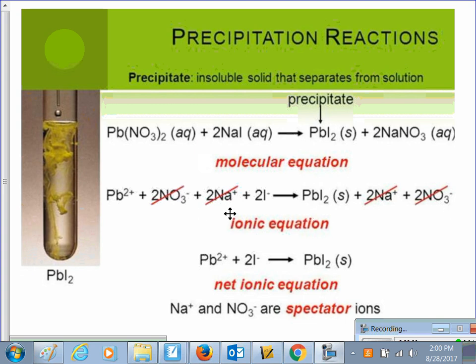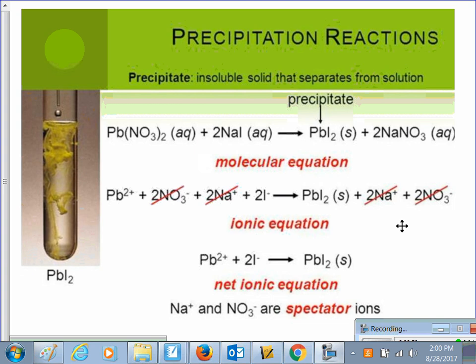You'll notice that nothing happens to the sodium in the reaction. You started out with sodium ions and you ended with sodium ions. Same thing for nitrate. Started out with nitrate ions and you ended with nitrate ions. So those are called spectator ions. They don't participate in making a solid precipitate or a gas or a liquid. They stay as ions. And when you have the same ion present on each side of the equation, you can cancel those out because they're not changing at all. So the sodium and the nitrate are not changing.